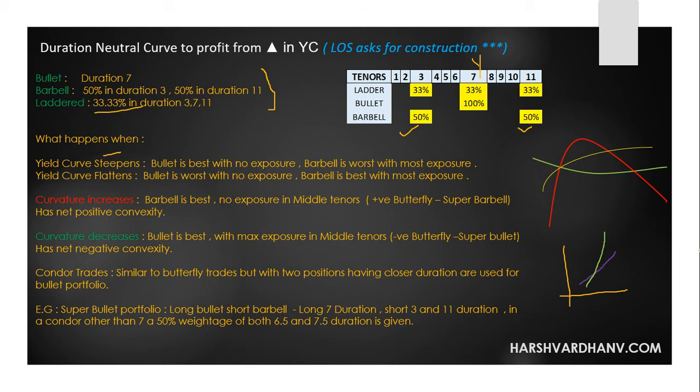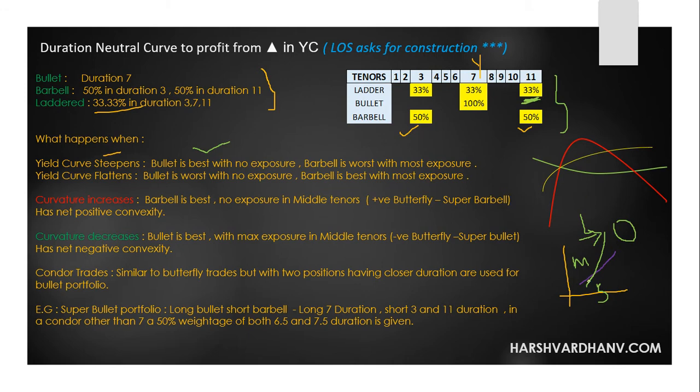When the yield curve is steepening, what is happening? Where is the interest rate risk increasing? Here, because your interest rates are going high, your prices will go low. This is a short term bucket, a medium term bucket, and this is a long term bucket. If you compare these three, which portfolio has the least exposure to the long term bucket? It is the bullet portfolio. There is no exposure. So whenever the yield curve is steepening, bullet is best with no exposure.